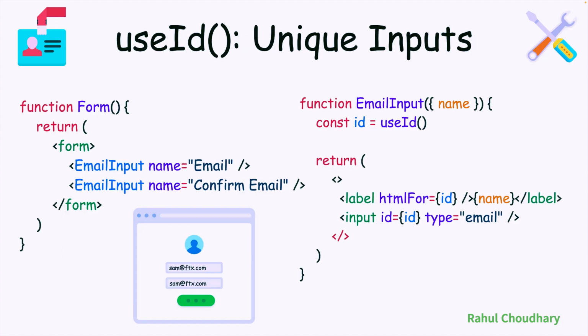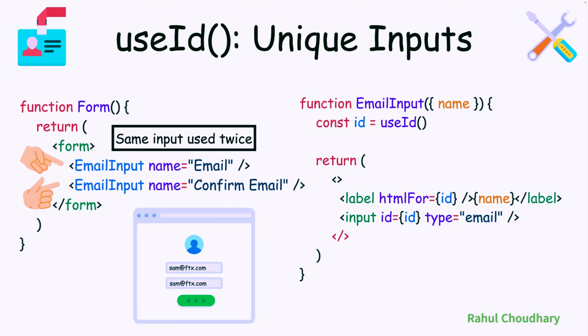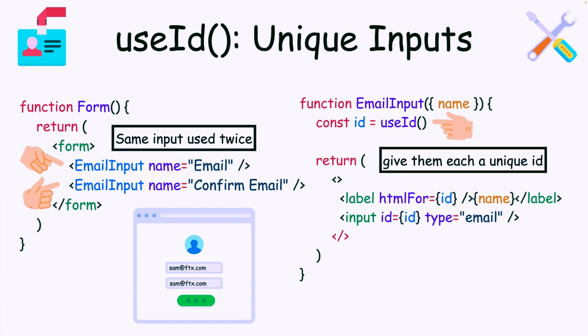UseID is useful when form inputs can be reused multiple times in a single page. In this form component, we're using the email input component twice. So to make sure they each have unique IDs that don't conflict with each other, we use UseID to make a unique ID to keep them separate.